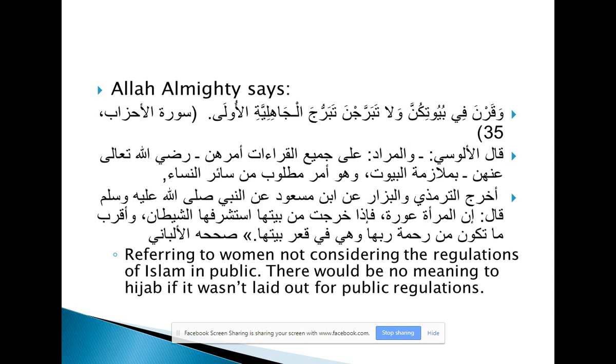And at the same time, Islam considered that there are regulations for women going in public. If there weren't any regulations for women to go in public, then there wouldn't be a reason for the regulations. You understand what I mean? The regulations were there in order to say that women are allowed to go in public, and the hadith would be talking about the women that do not regard the regulations.